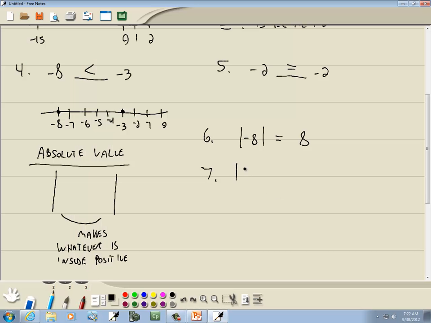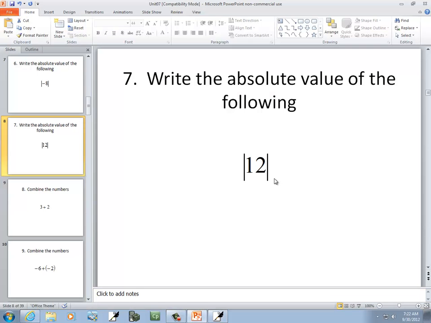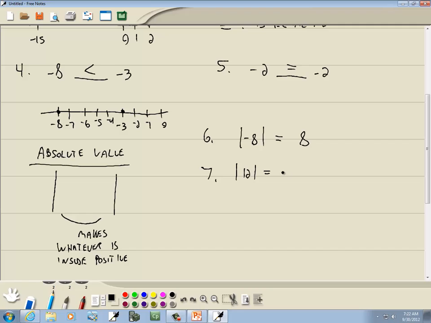Let's look at this one. We got the absolute value of 12. Well, makes whatever's inside positive. This is already positive. It's just going to stay positive. It doesn't flip a sign. It just makes whatever's inside positive.